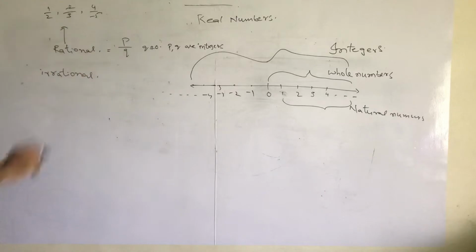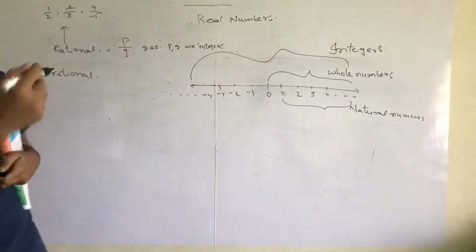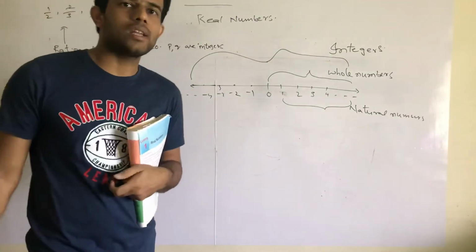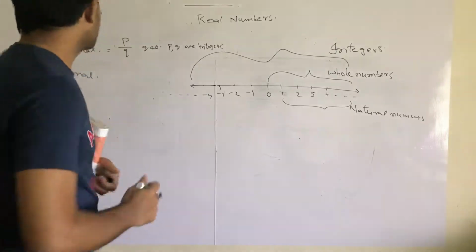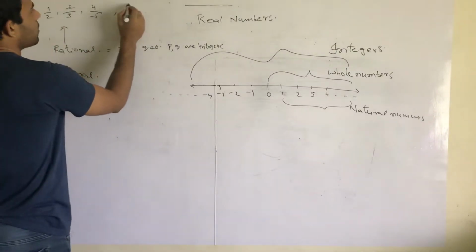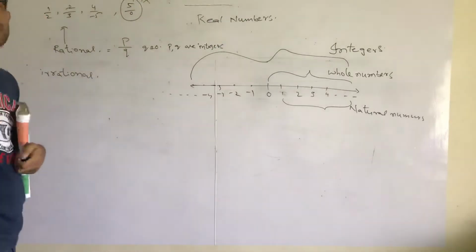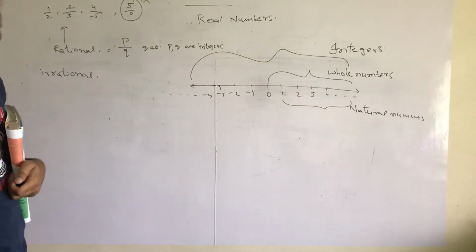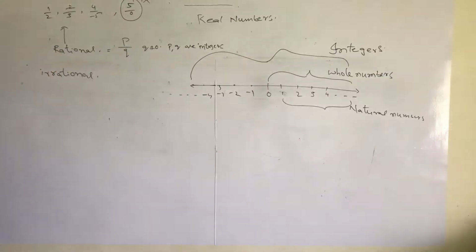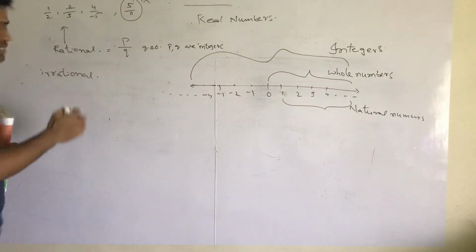So P, Q are integers. It can be a positive integer or it can be a negative integer, but Q should not be 0. So I cannot write it as 5 by 0. So this is not a rational number because 5 by 0 is not determined. Okay, so that is a rational number. So what is an irrational number? An irrational number is nothing but the opposite to this.